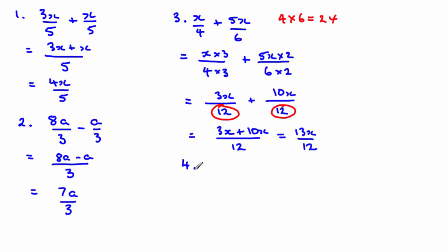Let's try number 4. We've got 3a over 4 minus a over 8. Now you'll notice here that 4 can go into 8. So if we change 4 into an 8, we actually don't have to change this one at all. So what we'll do is we'll take our 4 and times it by 2, and we'll take our numerator and times this by 2 as well, and then we'll just leave the a over 8 on its own.